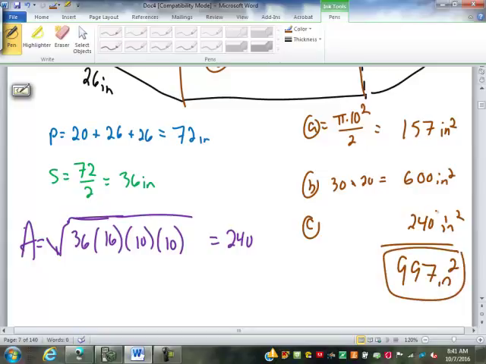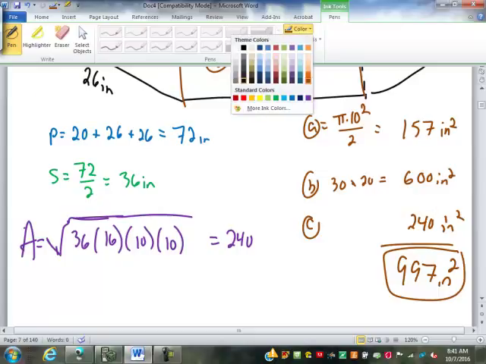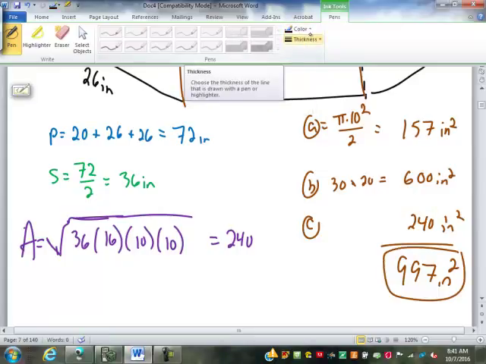How many got 997? How many were on your way but just ran out of time? How many don't care and never want to see that problem again? Okay. Sure.